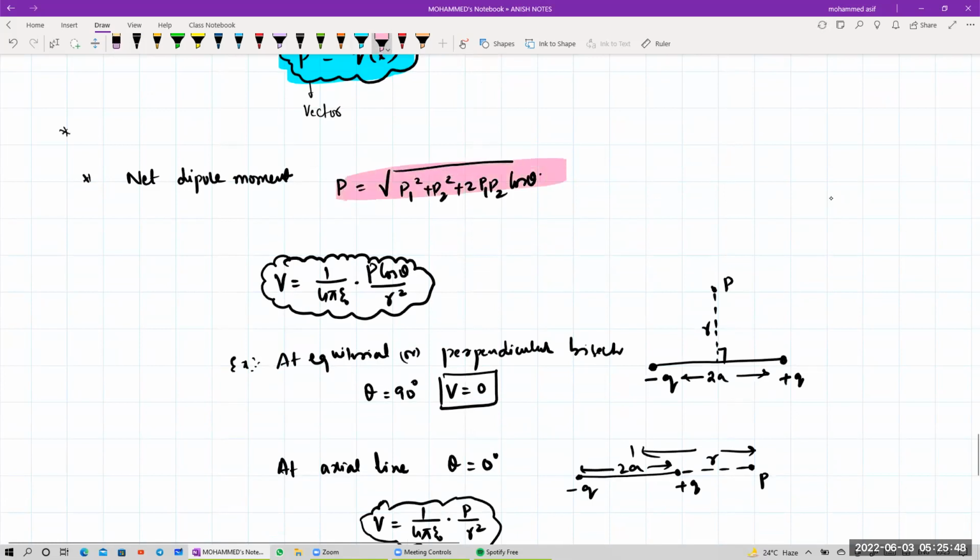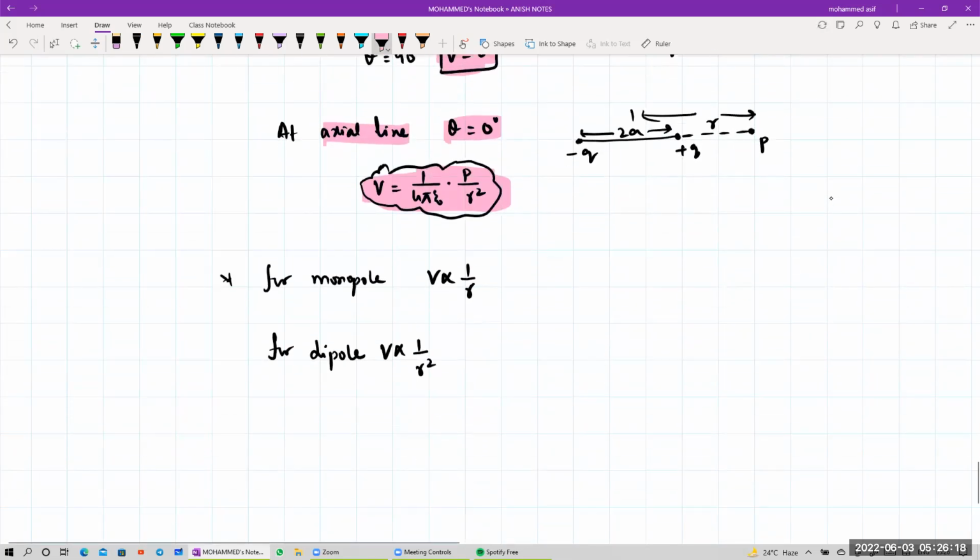Net dipole moment is always calculated by the formula P equals under root of P1 square plus P2 square plus 2 P1 P2 cos theta. Whereas the general formula for the potential is V equals 1 by 4 pi epsilon naught into P cos theta divided by R square. So at the equatorial position, on the perpendicular bisector, potential is equal to 0. At the axial line, theta will be equal to 0. So V equals 1 by 4 pi epsilon naught into P by R square. So for a monopole, V is inversely proportional to R. For a dipole, V is inversely proportional to R square.